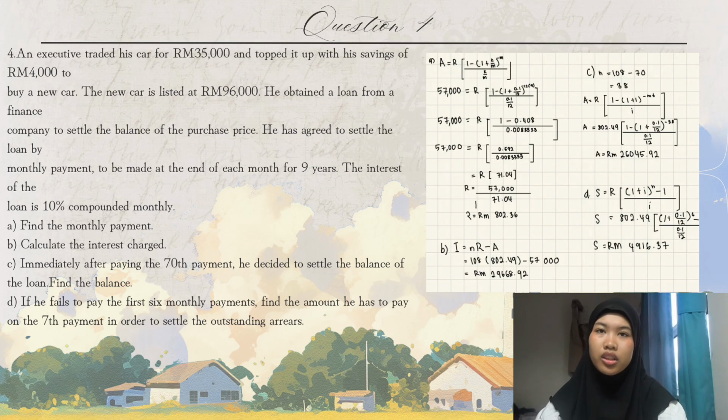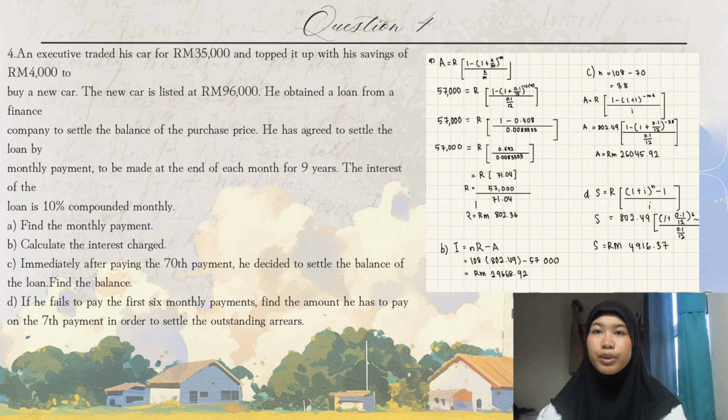For the second question, calculate the interest charge. To calculate the interest charge, we can use the formula I equal nR minus A, which is we just put n equal 108, R equal 802.44 cents minus 47,000, and it will be equal to 29,668.22 cents.